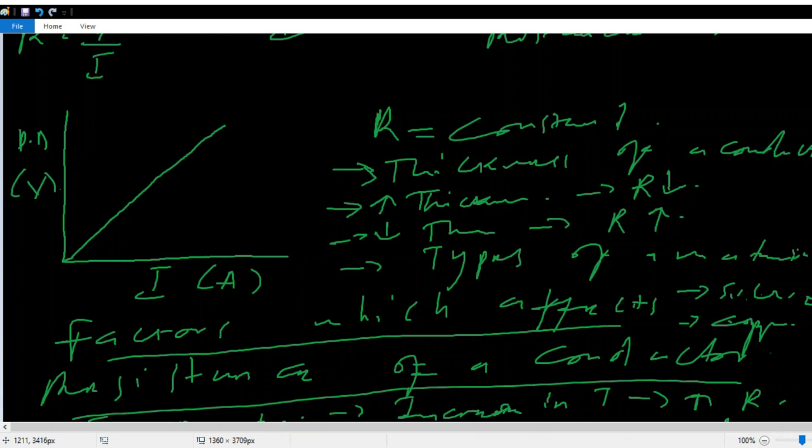So those are the factors that affect resistance, and we have also looked at resistance. Where you have questions, you can ask in the group.